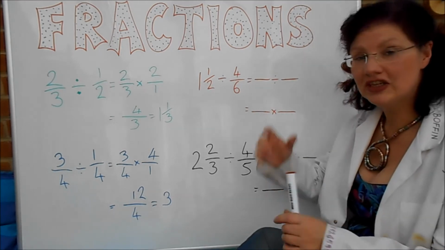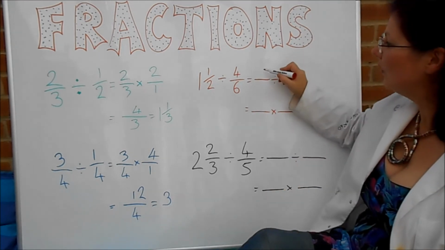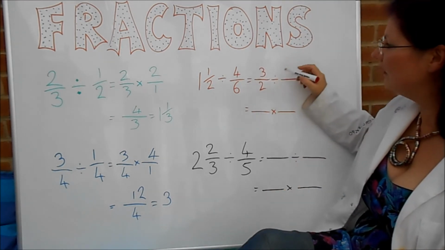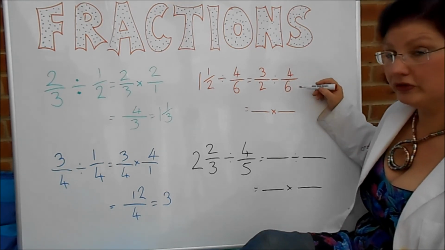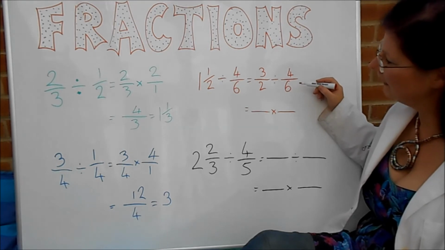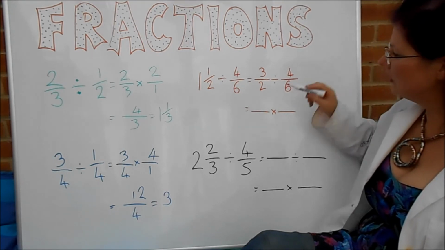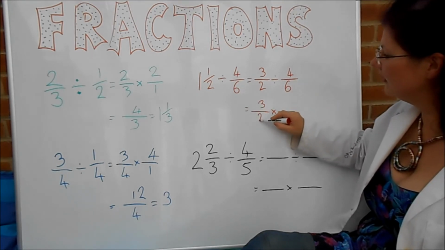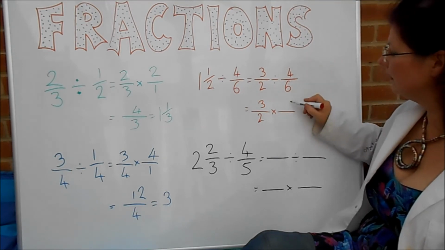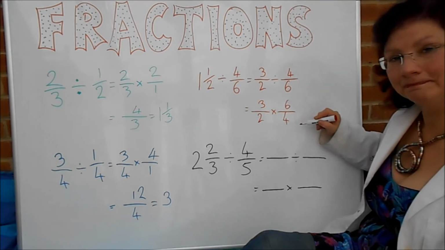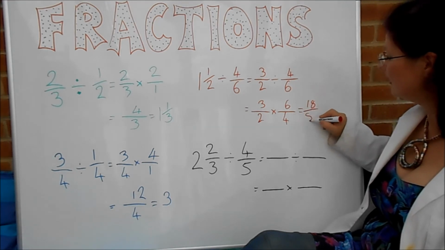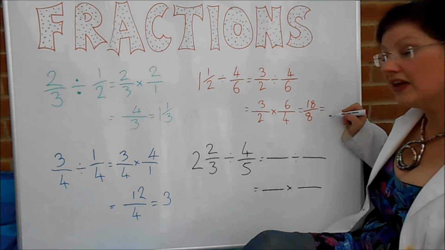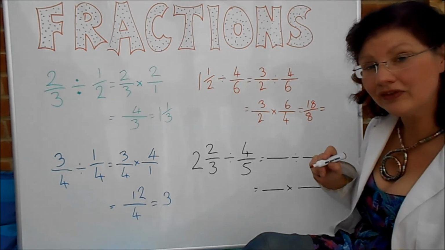First thing to do is to turn the mixed number into a top-heavy fraction. We've got 3 halves divided by 4/6. 4/6 of course can also be written as 2/3. Okay, so now we're going to leave the first number as it is, twist and times. 3 6s are 18 over 8.